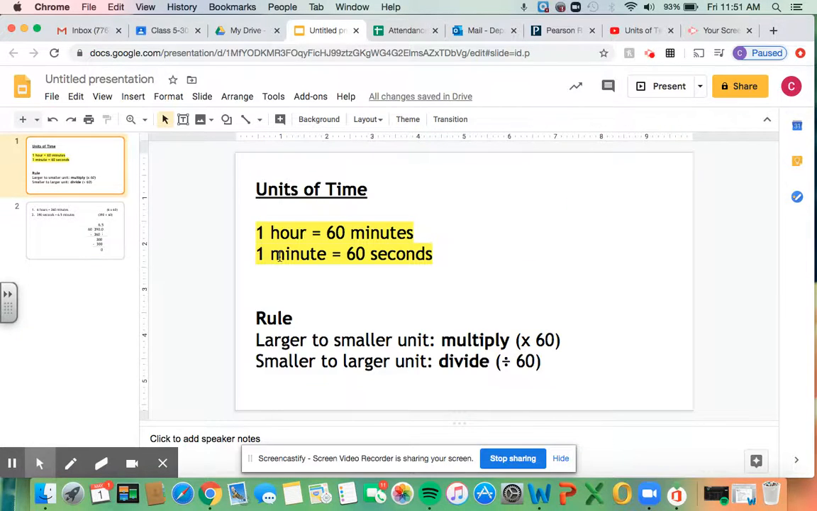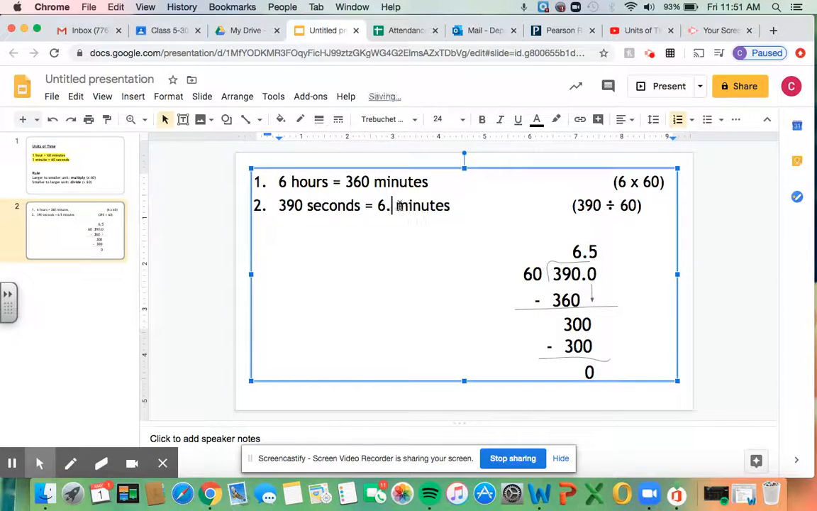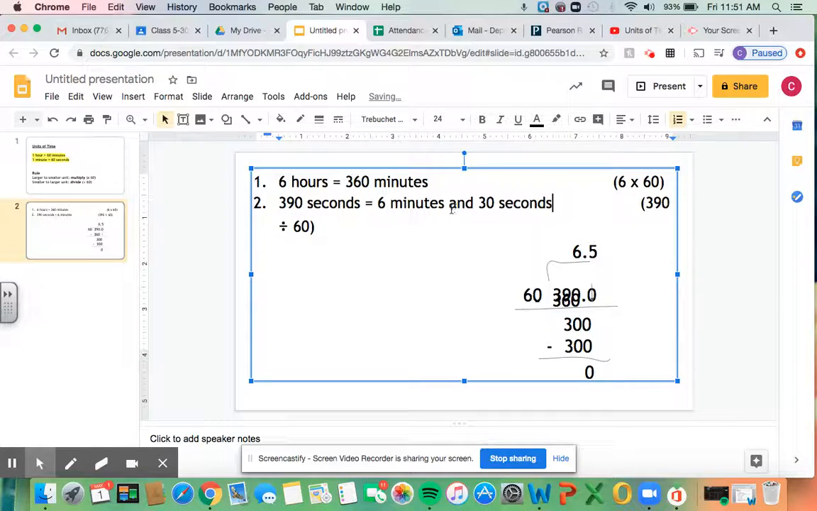If I take a look at my chart here, I know that 1 minute equals 60 seconds. So half of a minute will be half of the 60 seconds, which is 30. So I know that my answer is 6 minutes and 30 seconds. And that's how you convert units of time.